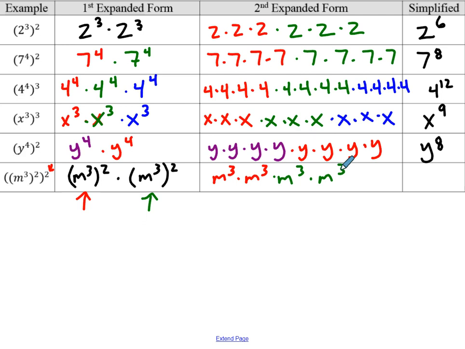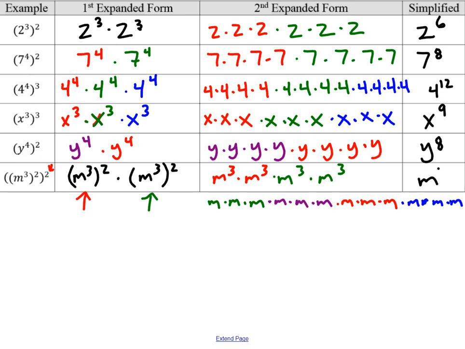I need a little bit more space on this one, so I have m, m, m. I have m, m, m, m, m, m, and finally m times m times m. How many m's do I have altogether? I have 12, so I have m to the 12th.